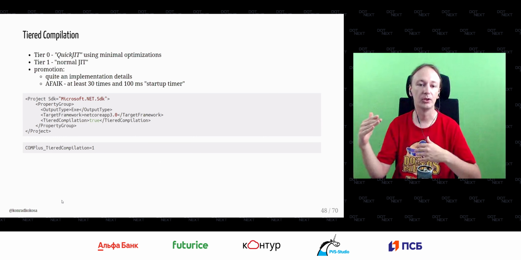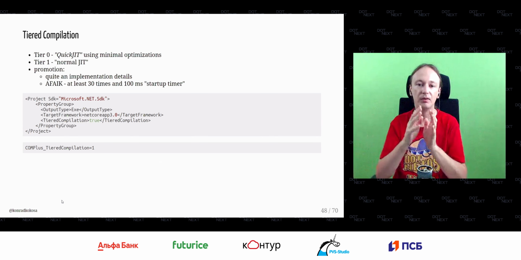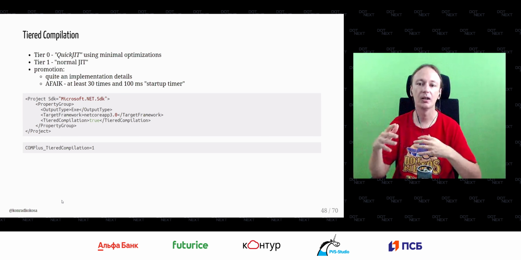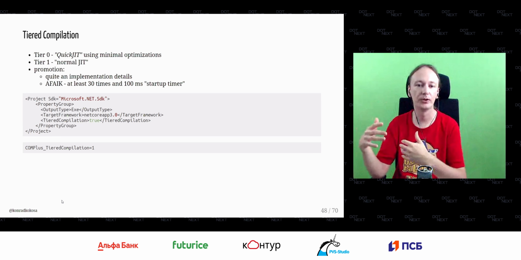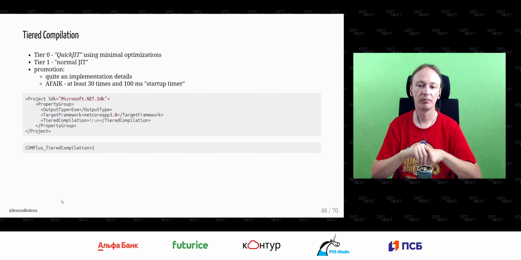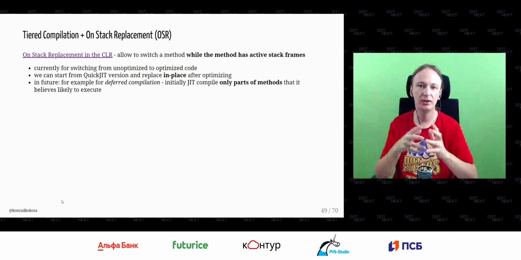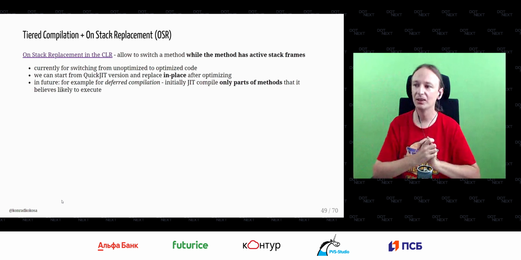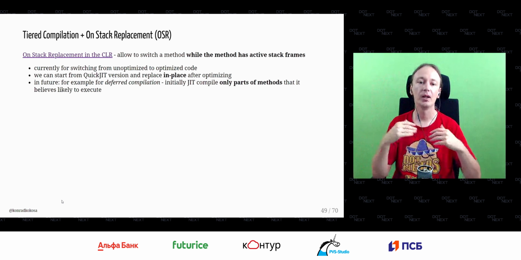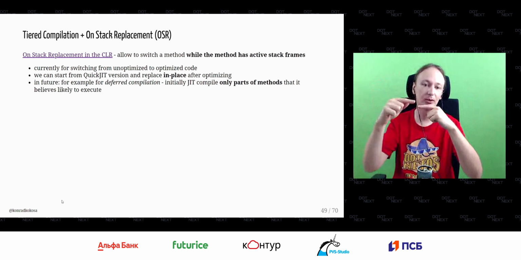So you will have the method with a slow version, but it was generated very fast. And after some time, currently it is like 30 calls of this particular method, it will be re-JITed to a new version. And regarding that, there is a very powerful and mind-blowing feature planned to be added to .NET 5. It is not decided yet whether it will be added or not, but it is called On-Stack Replacement. And it means that we will be able to re-JIT a method while this method is executing.